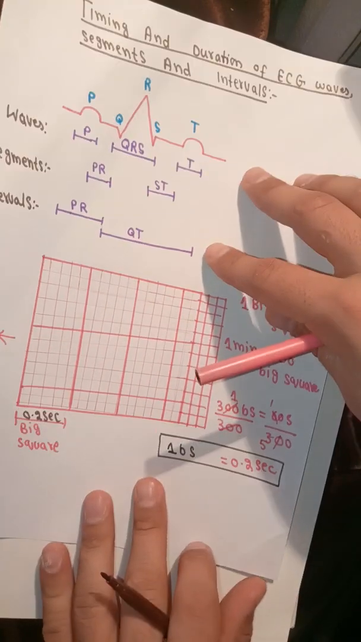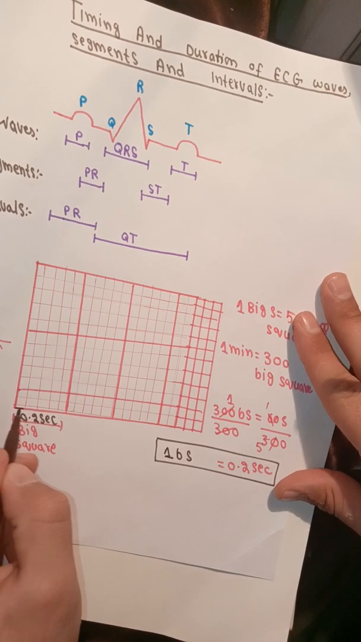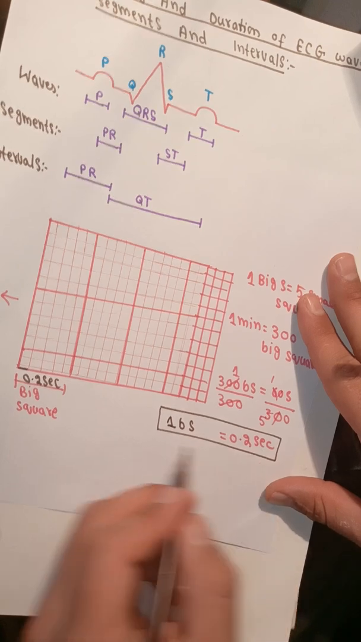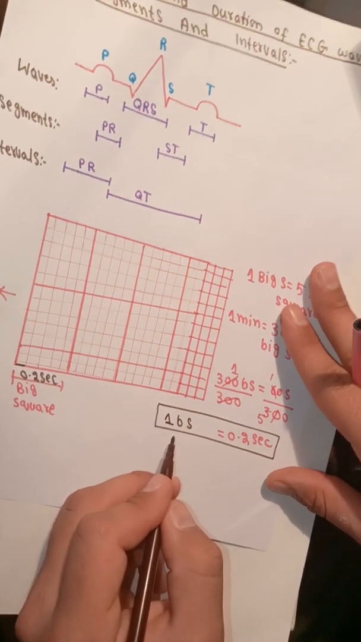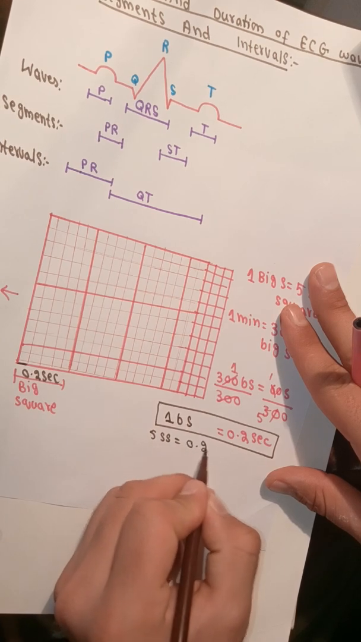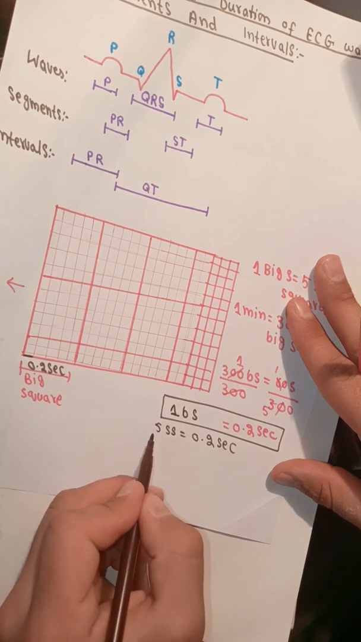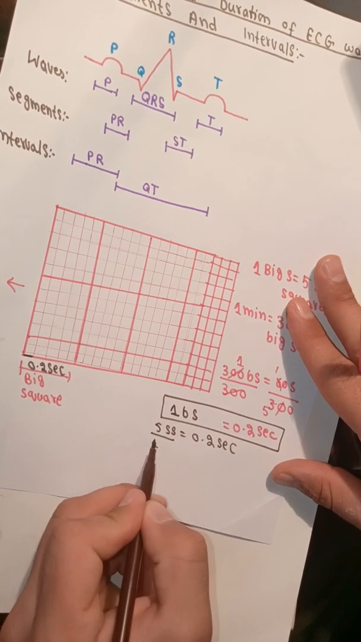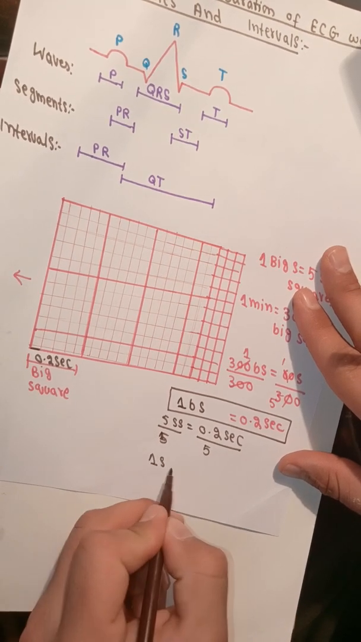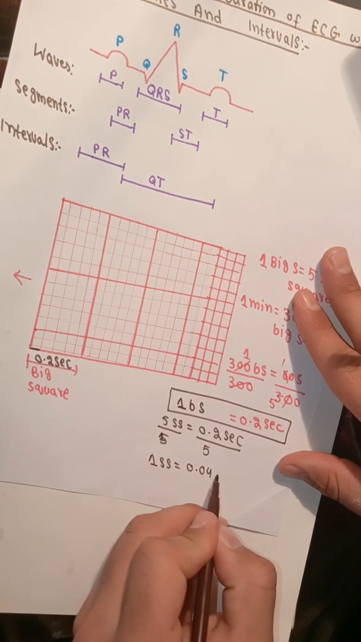Now here I calculate how much time will be taken by one small square. As one big square is equal to 0.2 second, and one big square is equal to 5 small squares, I am going to find one small square by dividing both sides by 5. So one small square is equal to, if we calculate this, 0.04 second.